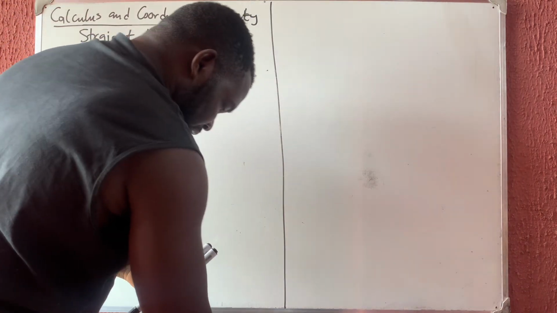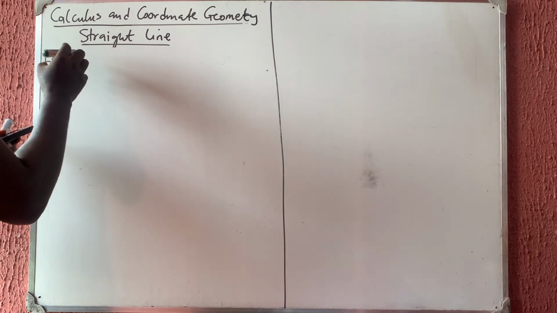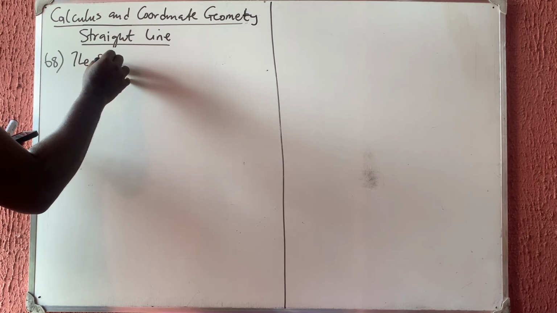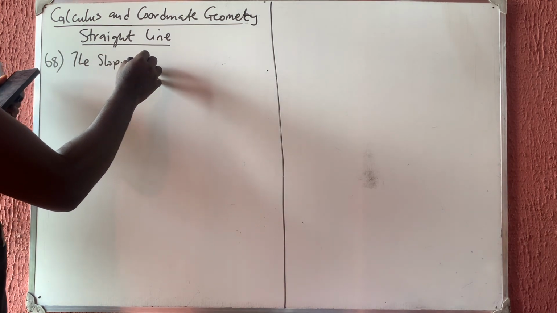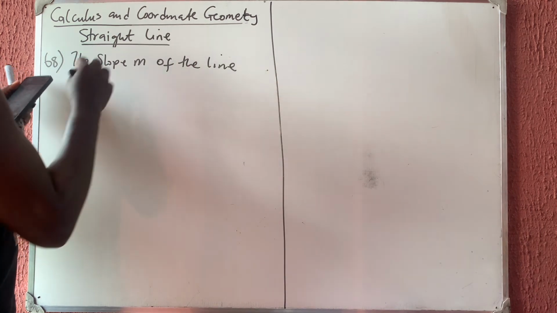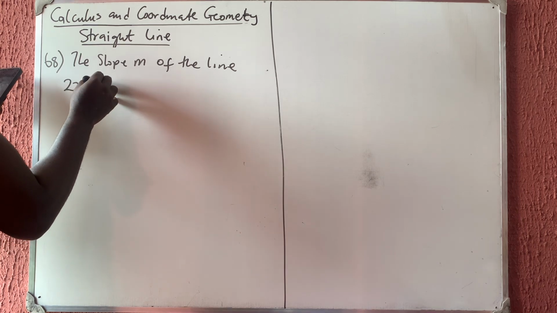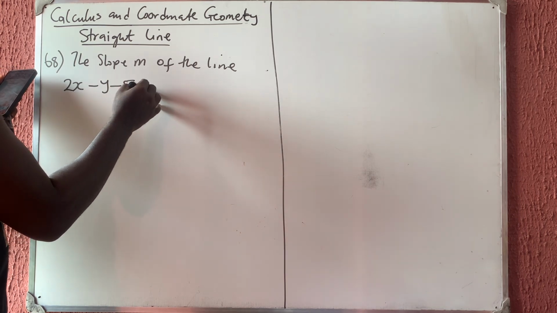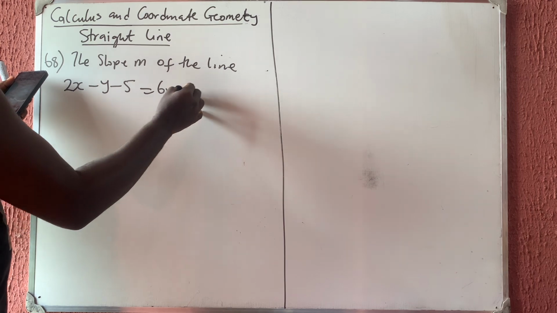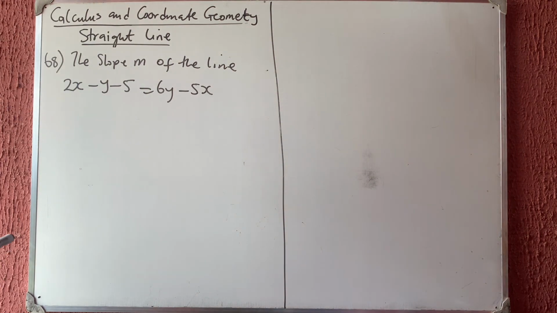And question number 68 said the slope m of the line 2x minus y minus 5 is equal to 6y minus 5x. So let us make y subject of the formula, because I told you that slope is simply the coefficient of x when you make y subject of the formula.